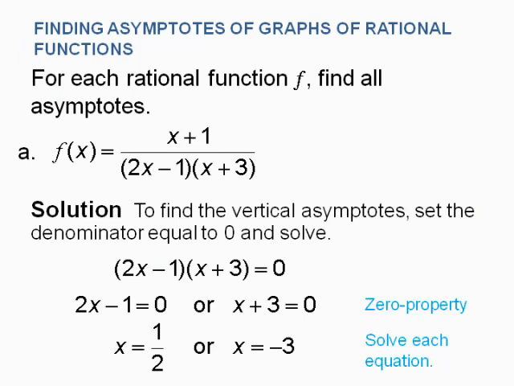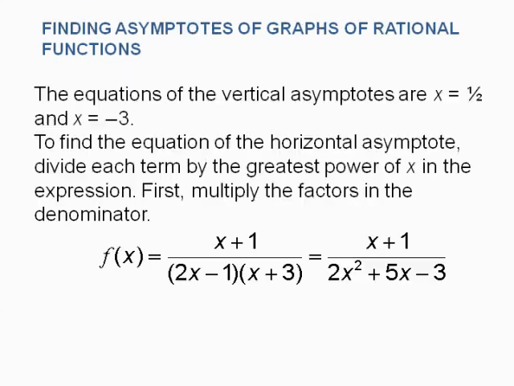All right, now let's look at this function here, and notice it's saying we're finding the asymptotes here. So if we look at this one, we could take the denominator and set it equal to 0, and we will get more than one VA here. So we could say the VA, this would be in this case plural, the vertical asymptotes are VA, x could be equal to 1/2 or x could be equal to -3 in this example. All right, so now what if we want to find the equation of the HA? It says to divide each term by the greatest power of x in the expression.